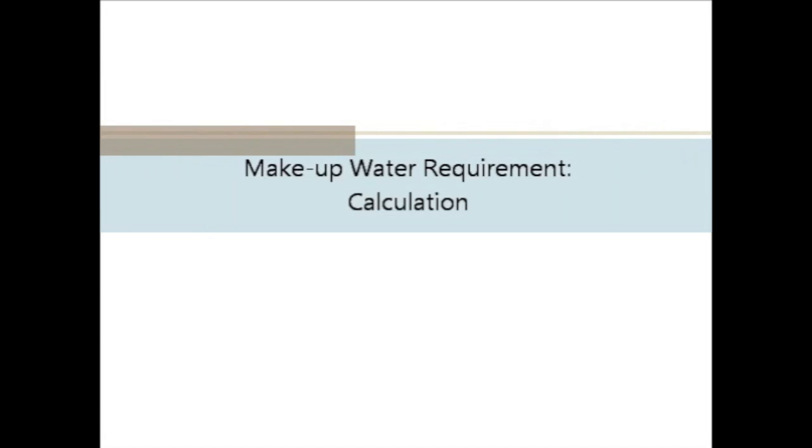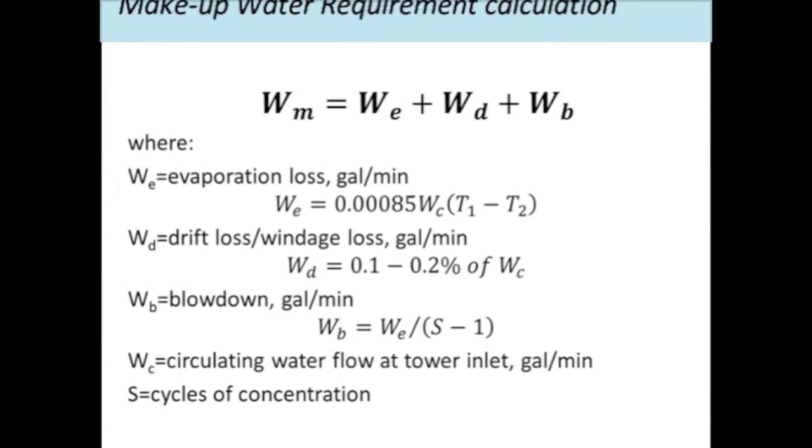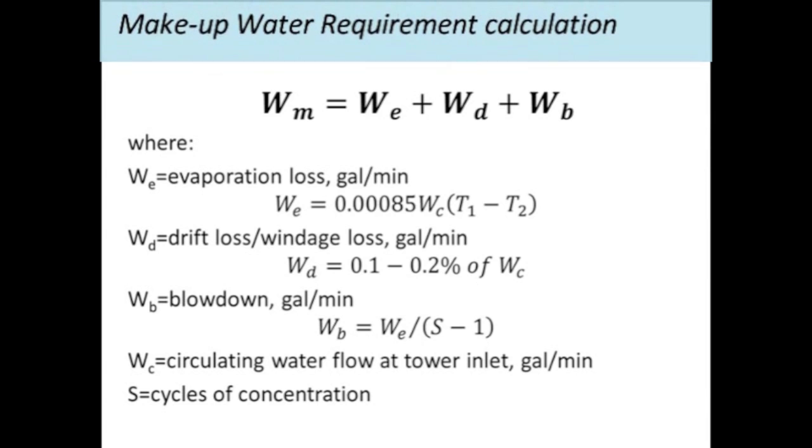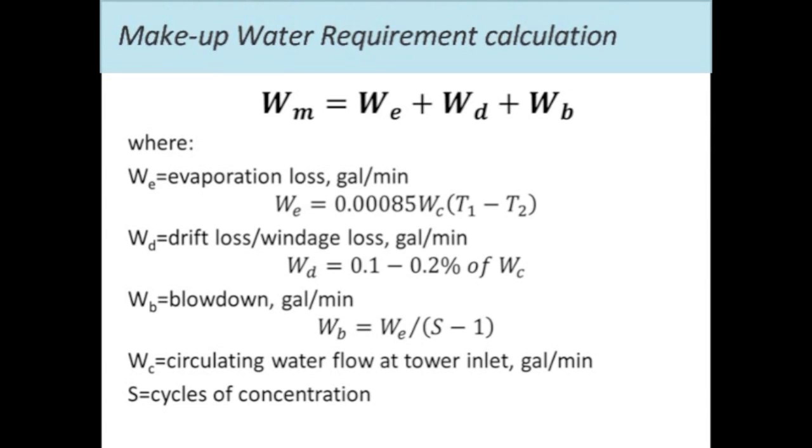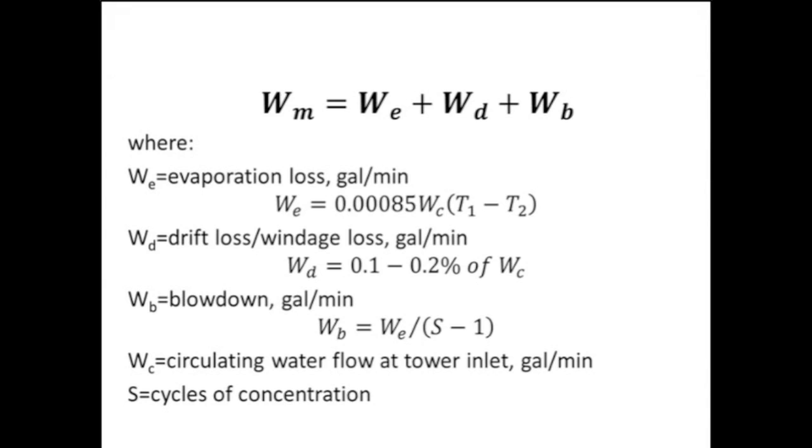Aside from the determination of the tower performance and designing the tower, makeup water requirement or water makeup is also an important parameter. It is the summation of evaporation loss, drift loss, and blowdown, as shown by the equation below. It can be calculated by the summation of the said parameters.